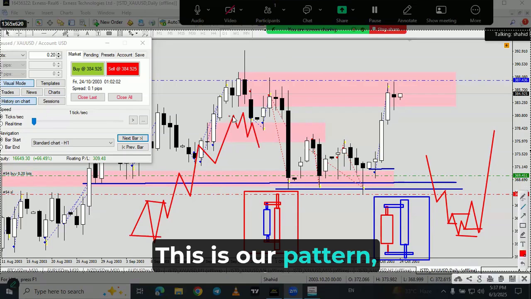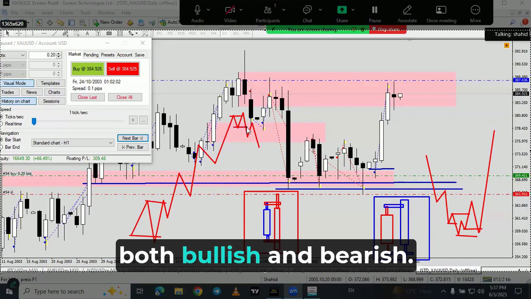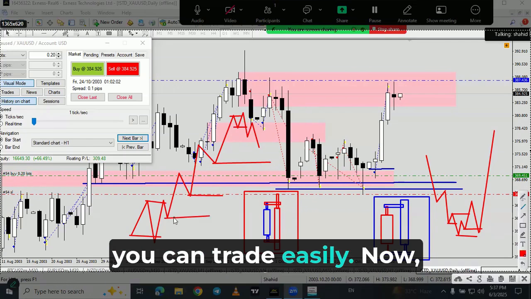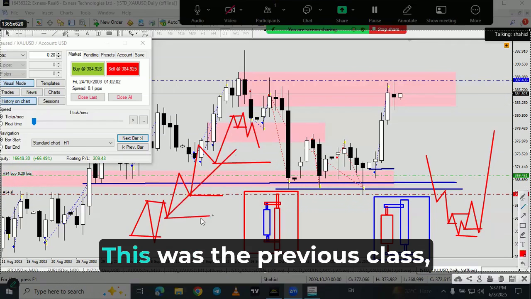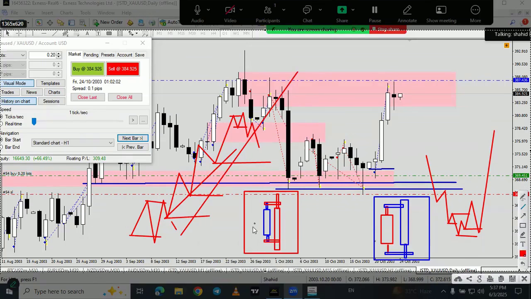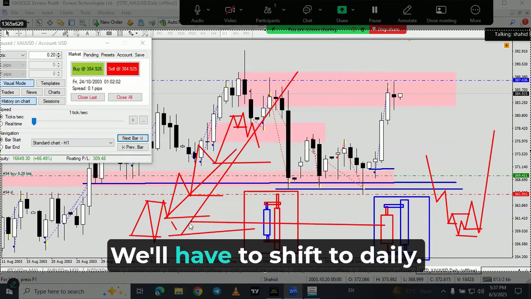This is our pattern, and this pattern will work in both bullish and bearish. It's a simple concept. If you understand it, you can trade easily. Now let's start the next class. This was the previous class which you can also watch, so you won't have any issues. Now let's start this daily. We'll have to shift to daily.